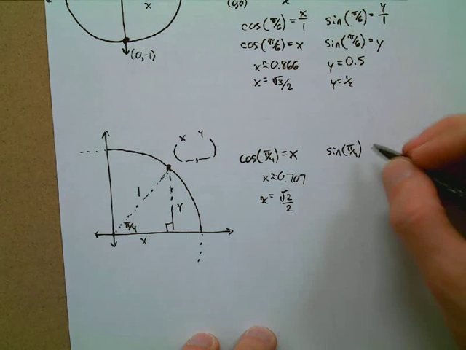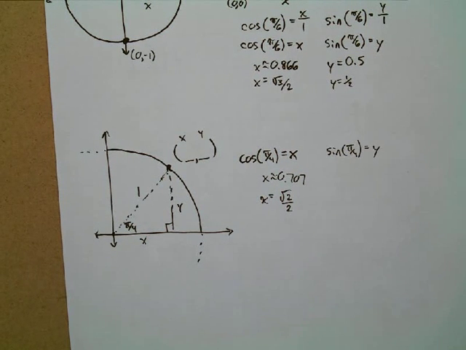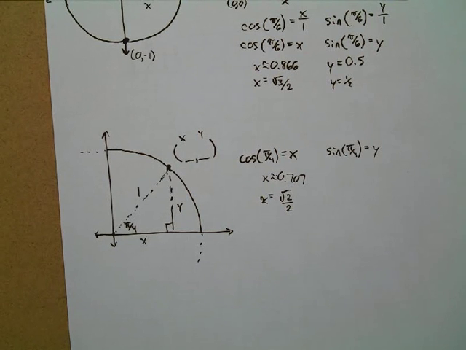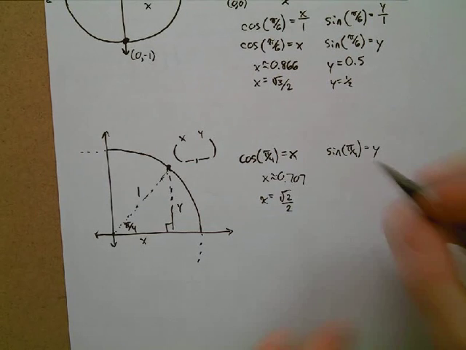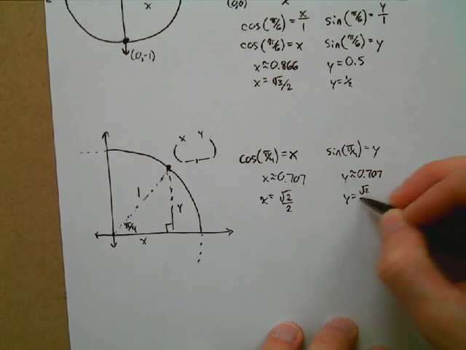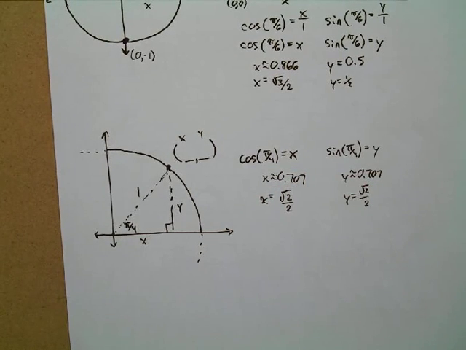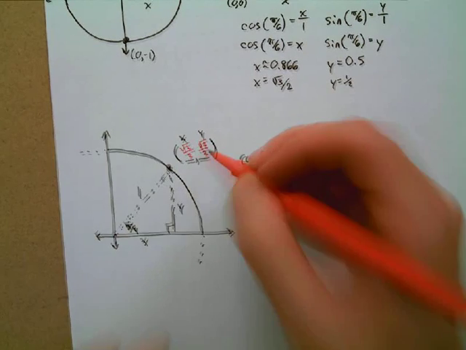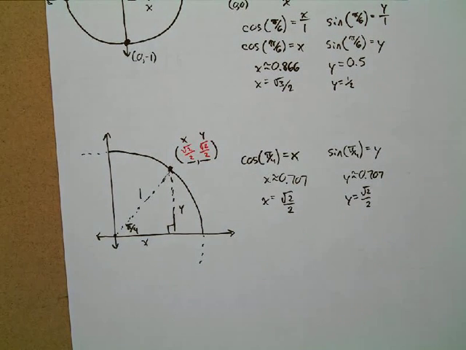But we'll just show it here. If you do the sine of pi over 4, it's going to be the 0.707 again, which would then mean that y is also the square root of 2 over 2. And so we get the square root of 2 over 2, the square root of 2 over 2. Now we got one more angle in that first quadrant.